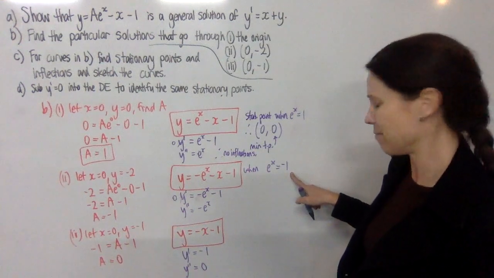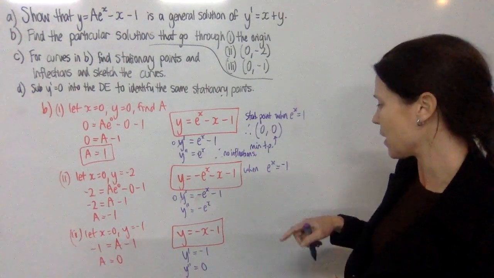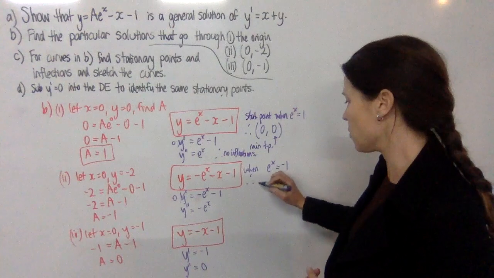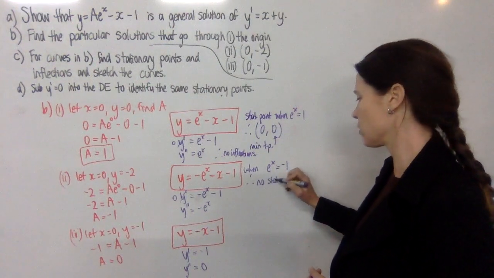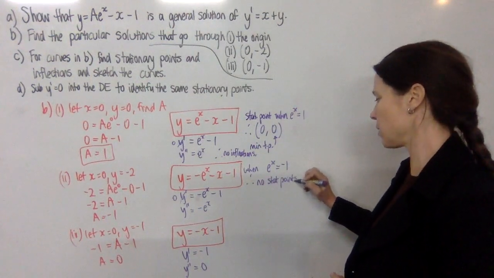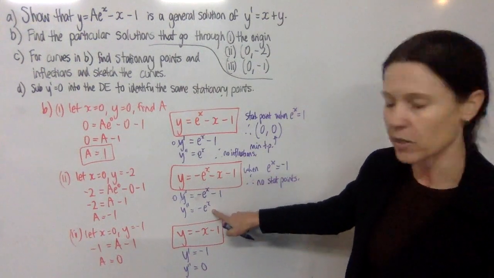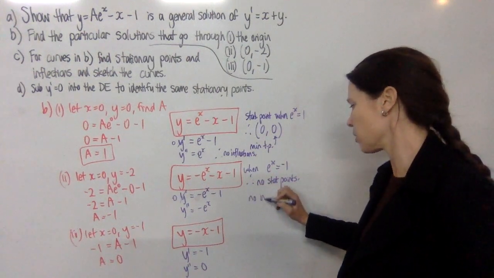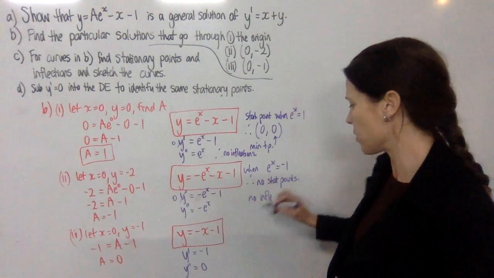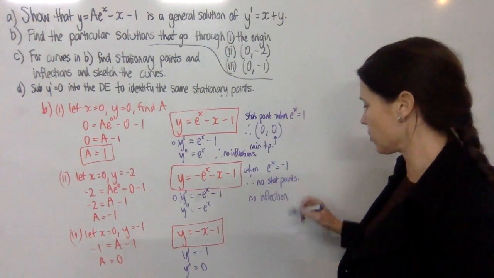Will that happen? No, that will never happen. E to the power of x is always positive. Therefore, no stationary points. So that was easy in a way. And there'll be no inflections either, because our second derivative can never actually equal 0.